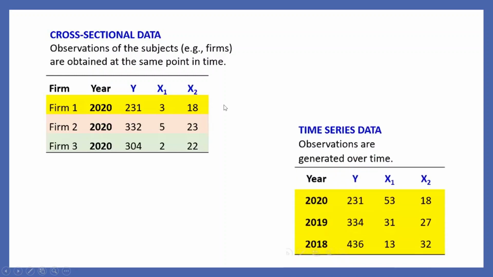Let's talk about the time series data. Observations are generated over the time. Just see the year. Again, y is the dependent variable, x1 and x2 are the independent variables.